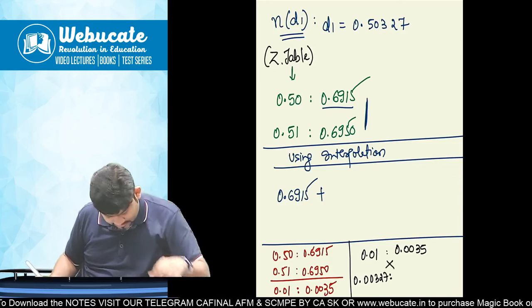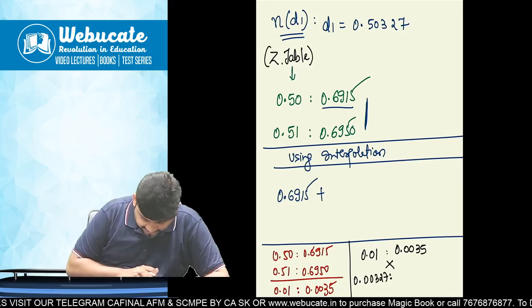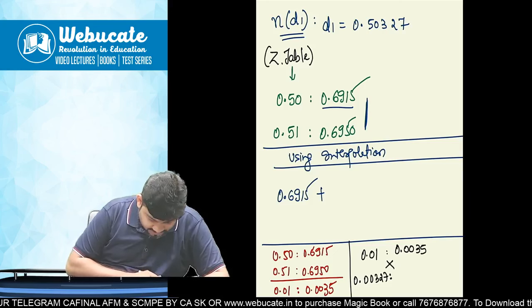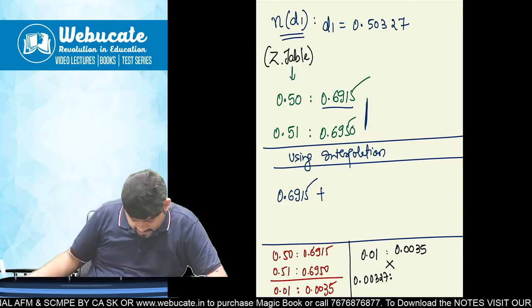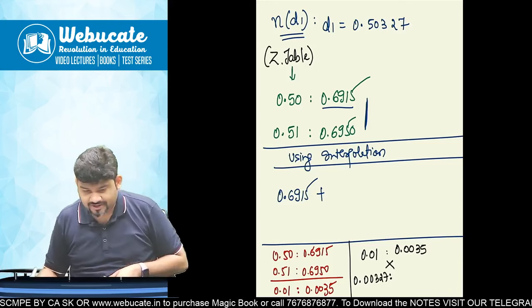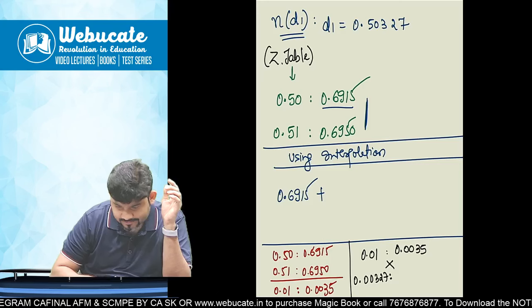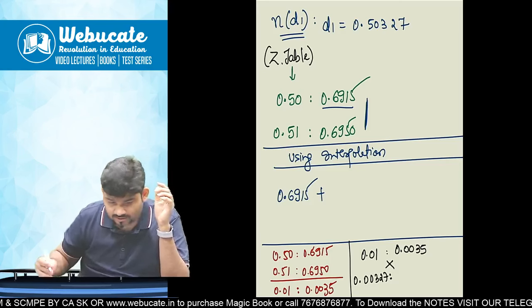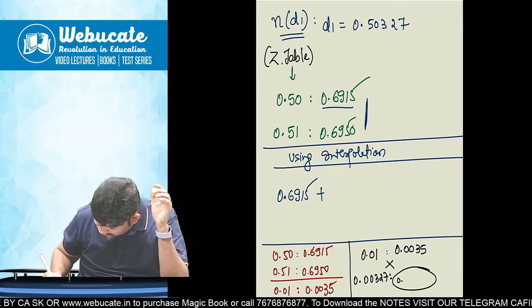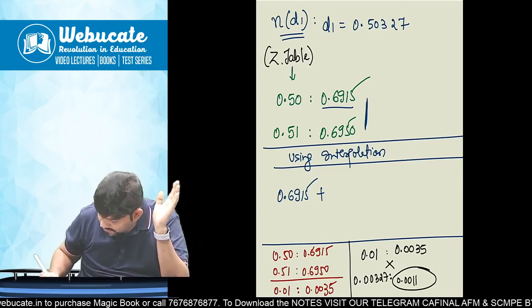Got it, guys? So it will be 0.0035 multiplied by 0.00327 divided by 0.01, which is 0.0011445. Just confirm with the numbers once, everybody. Vani, how much is it coming, dear? 0.0011445. See, there could be rounding off errors, guys. If you are doing it, you can tell me. If not, I'll go ahead with what is there.